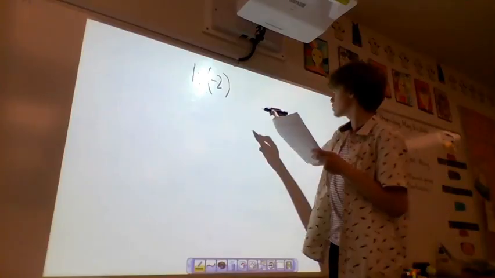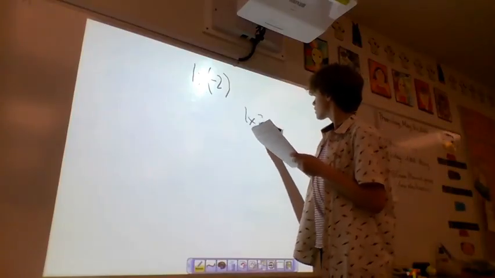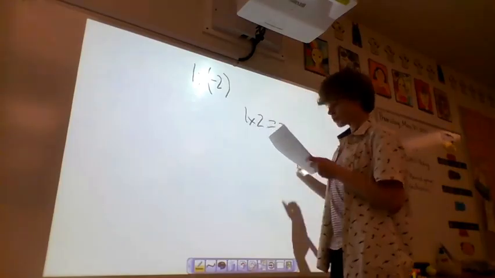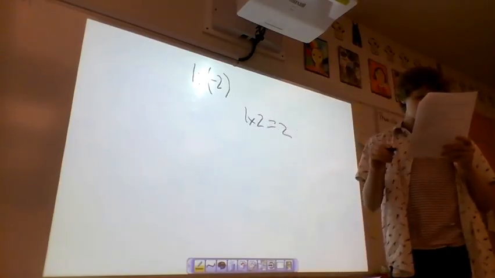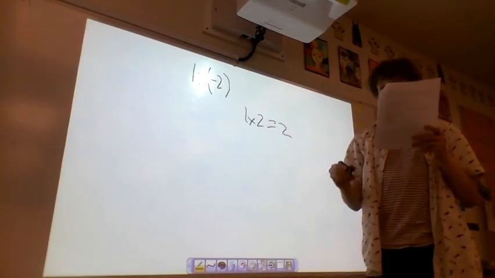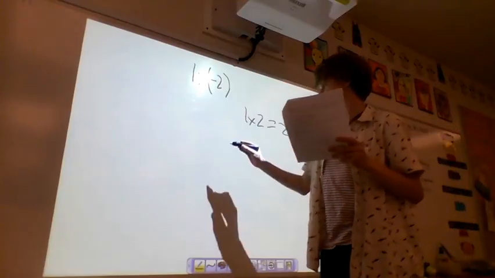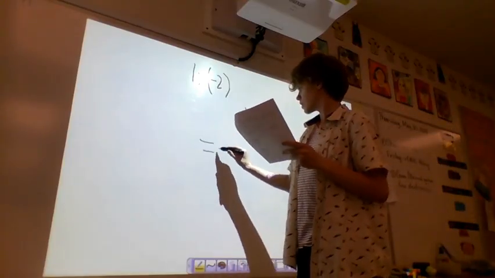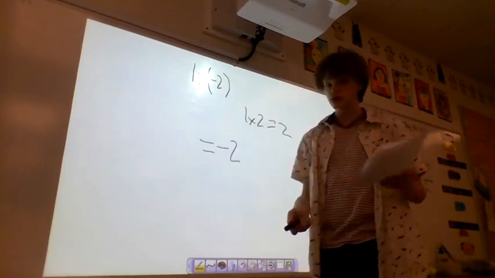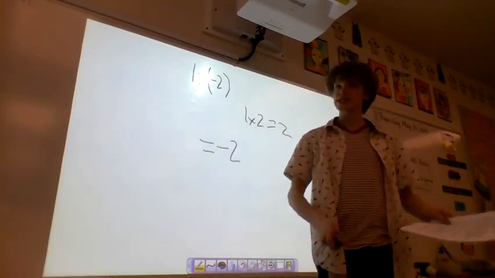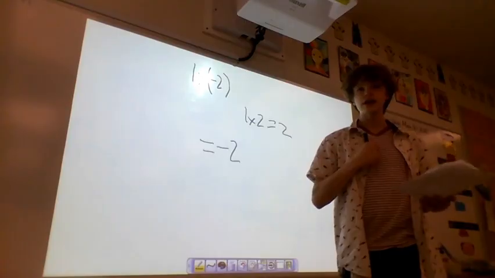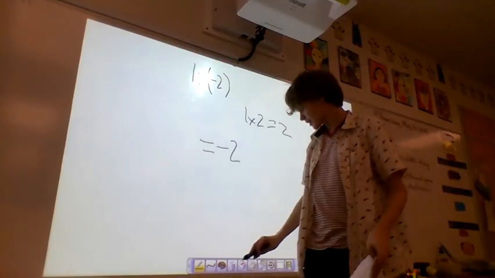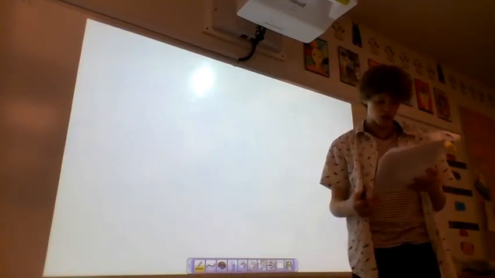So 1 times 2, giving us 2. But then, we need to put a negative sign in front of it, giving us a negative number. Therefore, our answer is negative 2. That's the answer to the multiplication question, and that's how you multiply a negative integer. Now let's move on to our final question.